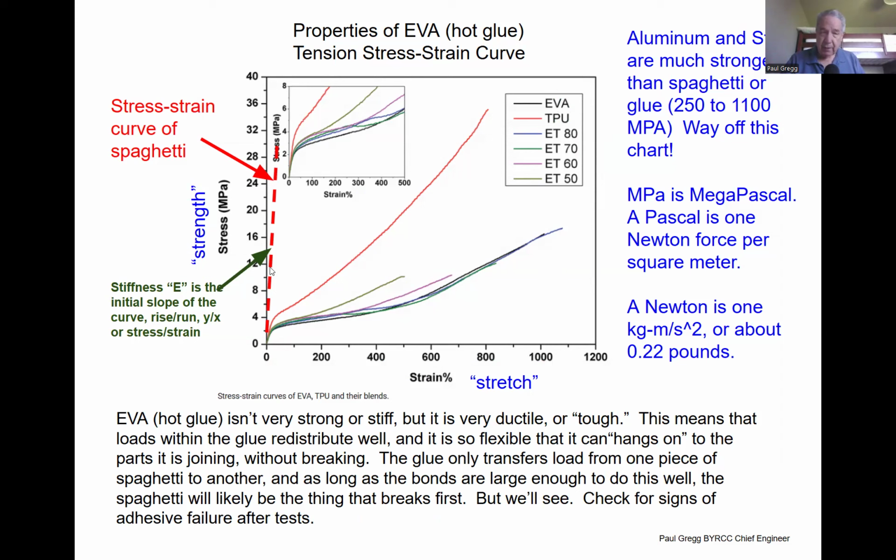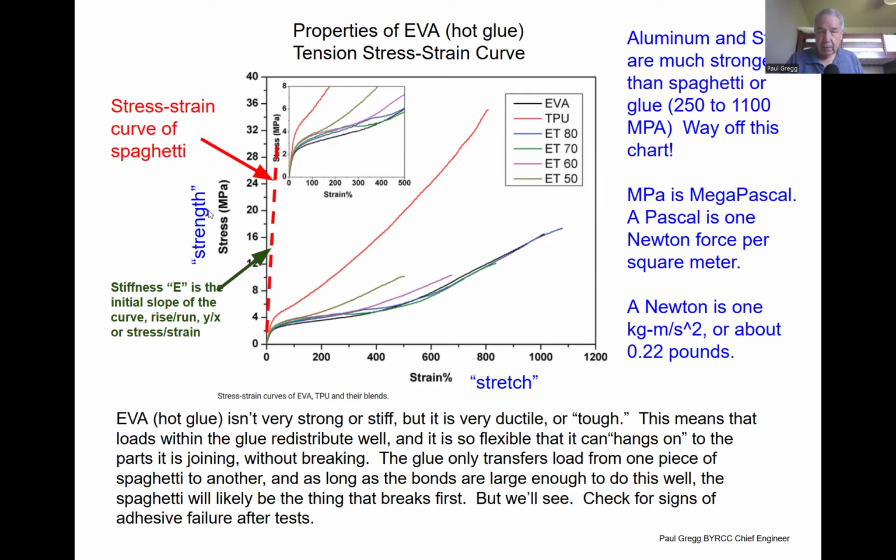This over here, the red line imposed, is about where the spaghetti would be. It loads up. It's much stiffer than the glue, and then it just breaks. It doesn't have any plasticity. It doesn't stretch. And so this is roughly where spaghetti would be on a tension stress-strain curve.